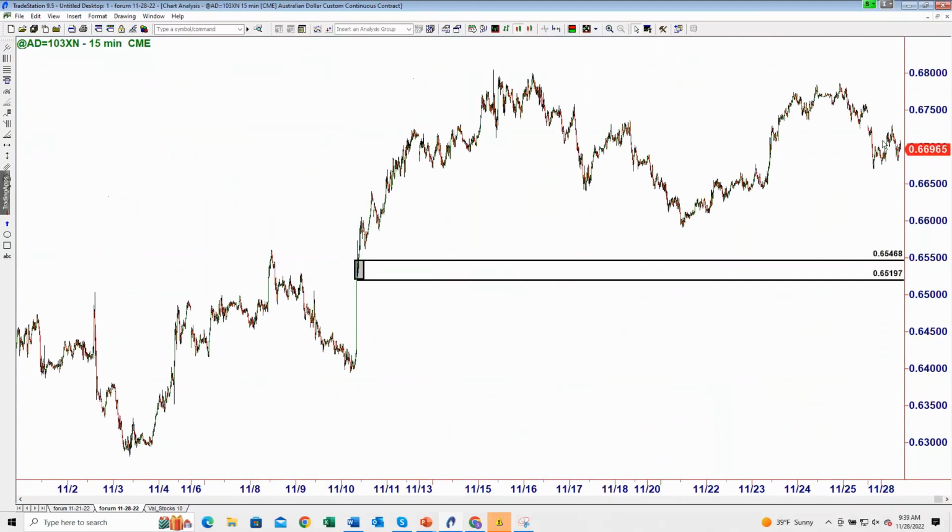Notice it's sitting below the range. Current, recent and relevant fair value is right here, right? For those of you who've been to that workshop, you know how important it is to identify fair value first. There it is. And then, of course, there's the qualified demand zone sitting below it.